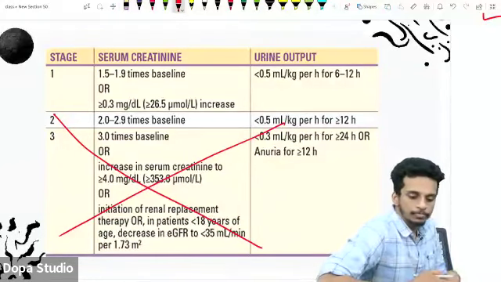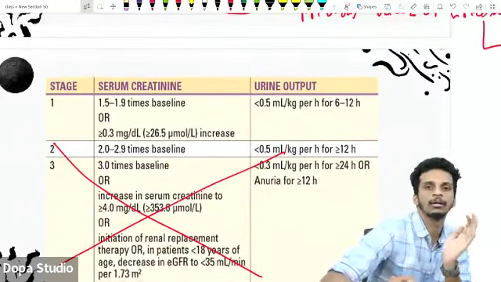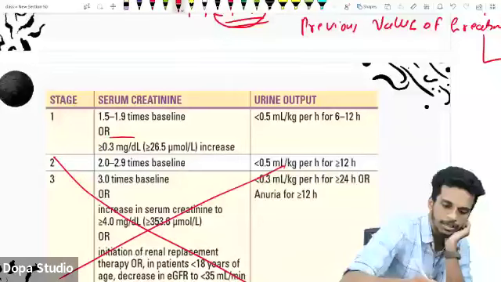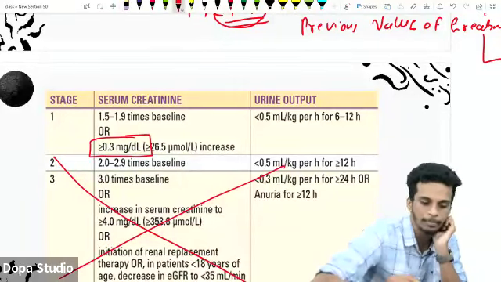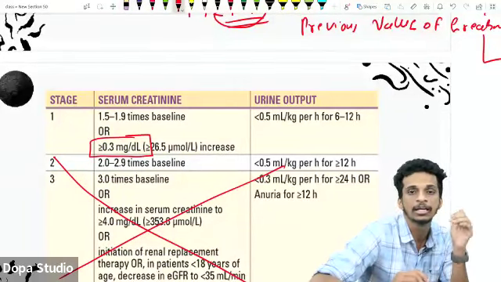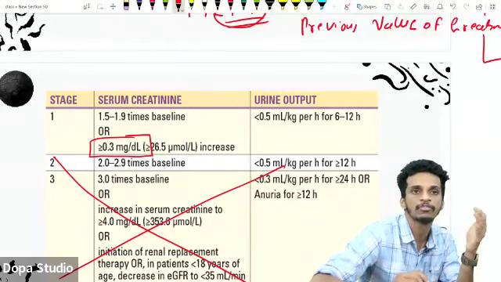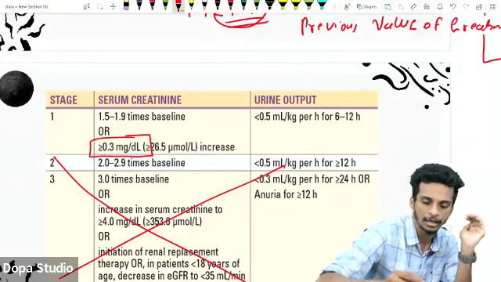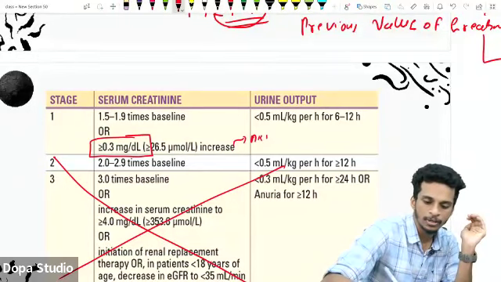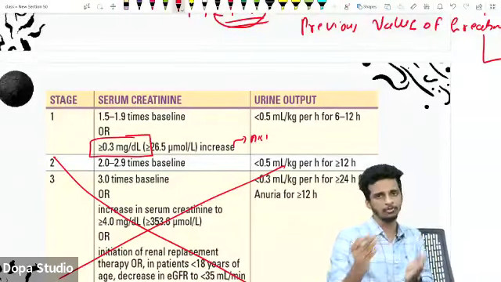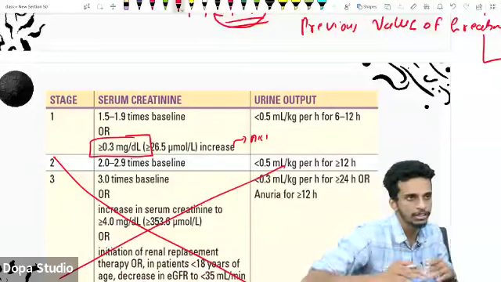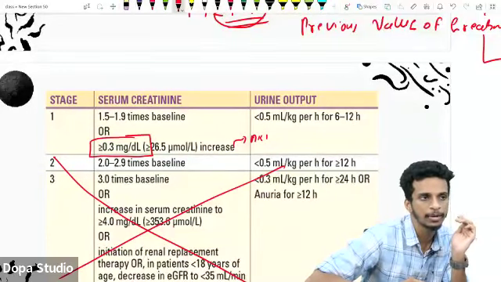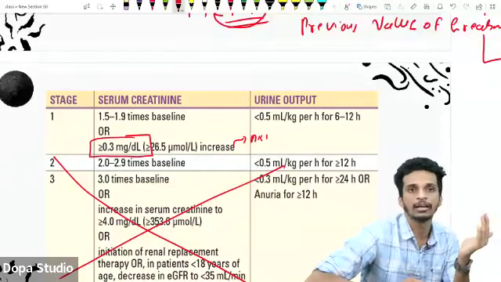We call it AKI, or stage 1 AKI, if there is, first, more than a 0.3 milligram per deciliter increase. From the previous value, if there is a 0.3 milligram per deciliter increase in creatinine, we call it AKI. AKI usually occurs within days to weeks. So from the previous value, if there is more than a 0.3 milligram per deciliter rise of creatinine, we call it AKI.